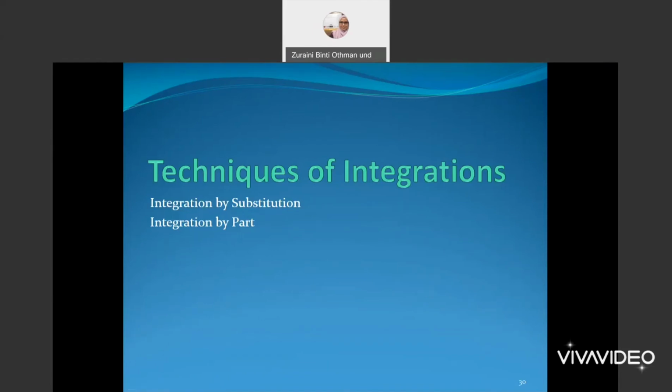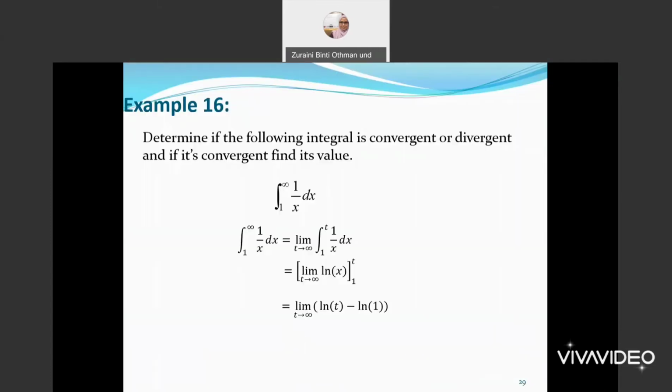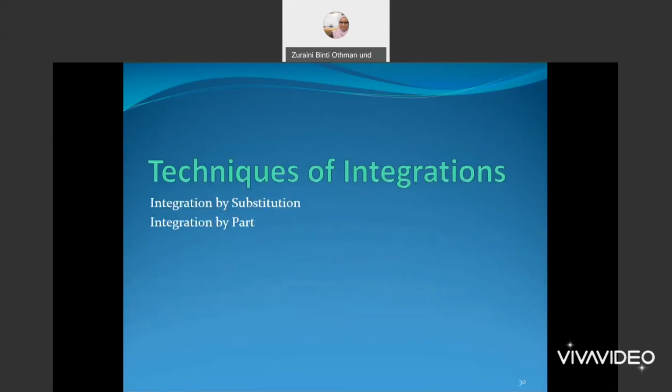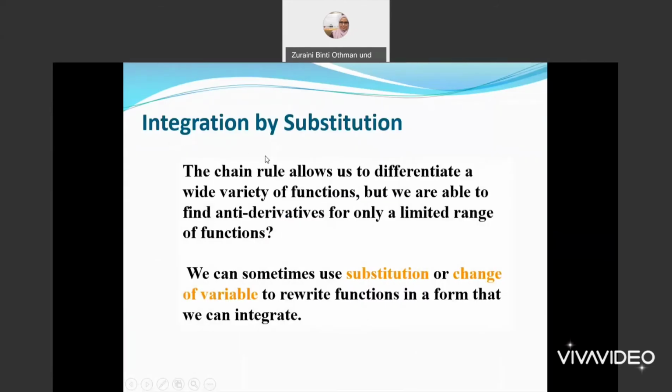Finish with just now, implicit, improper integration, sorry. Here we focus on technique of integration. What we want to learn is integration by substitution and integration by parts. Okay, here what is integration by substitution? Like we do the integration previously, we change, kita tukar. Ada satu tu kita jadikan dia sebagai u. That's what we call the substitution, which involves the chain rule, allows us to differentiate a wide variety of functions, but we are able to find antiderivatives for only a limited range of functions. We can sometimes use substitution or change of variable to rewrite a function in a form that we can integrate.